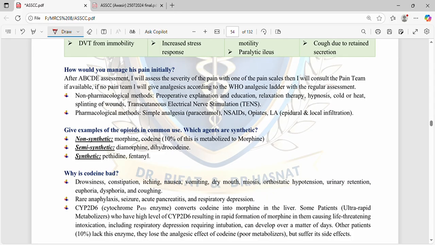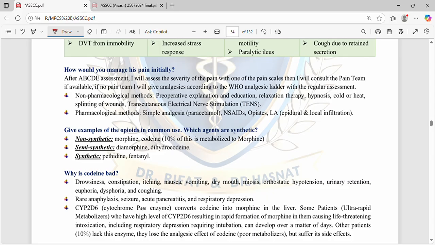Non-pharmacological methods: preoperative explanation, education, relaxation therapy, hypnosis, cold or heat, splinting of wounds, transcutaneous electric nerve stimulation, TENS. So these are the non-pharmacological methods. Like you can counsel the patient before the surgery or operation that they will feel pain afterwards, so the patient will be mentally prepared. Pharmacological methods are simple analgesia: paracetamol, NSAIDs, opiates, local anesthesia, epidural, and local infiltration.